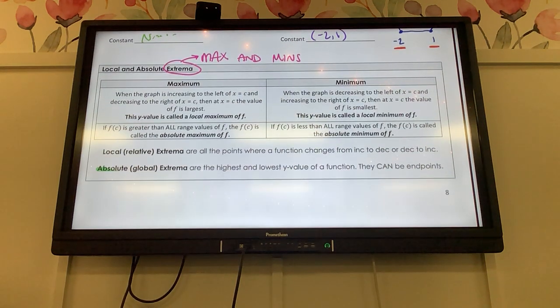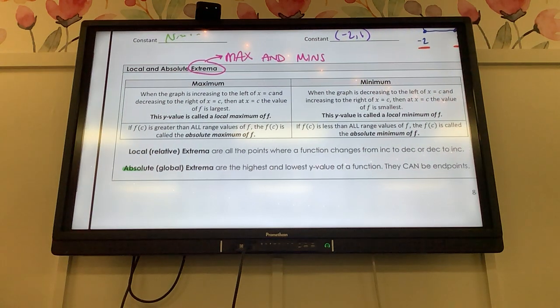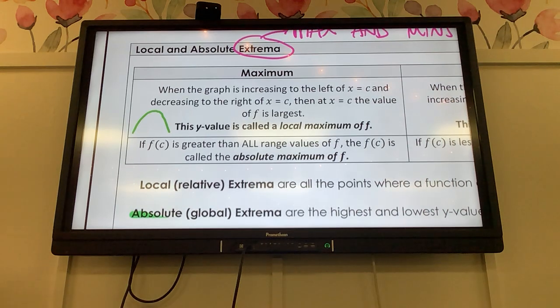All right, so a maximum, and this is like the math definition of it. I'll give a more simple definition, but is when the graph is increasing to the left of x equals c and decreasing to the right of x equals c. Then at x equals c, the value of f is largest, and that is called a maximum. So what that means is if you go from increasing to decreasing, you get this little hump, and at the very, very top of the hump would be your maximum.